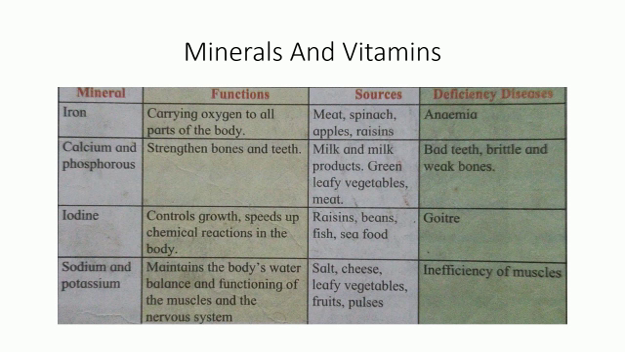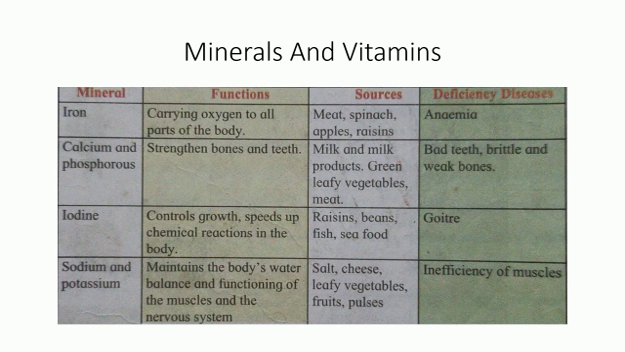Iodine controls growth and speeds up chemical reactions in the body. Iodine is found in raisins, beans, fish, seafood, etc. Deficiency disease of iodine is goiter, which means swelling of the neck.